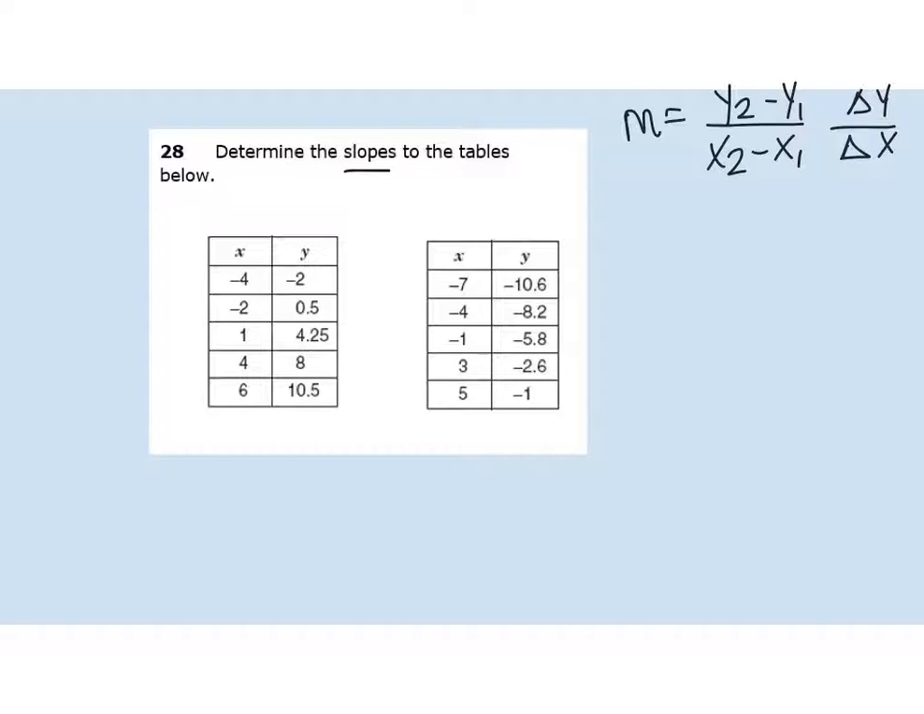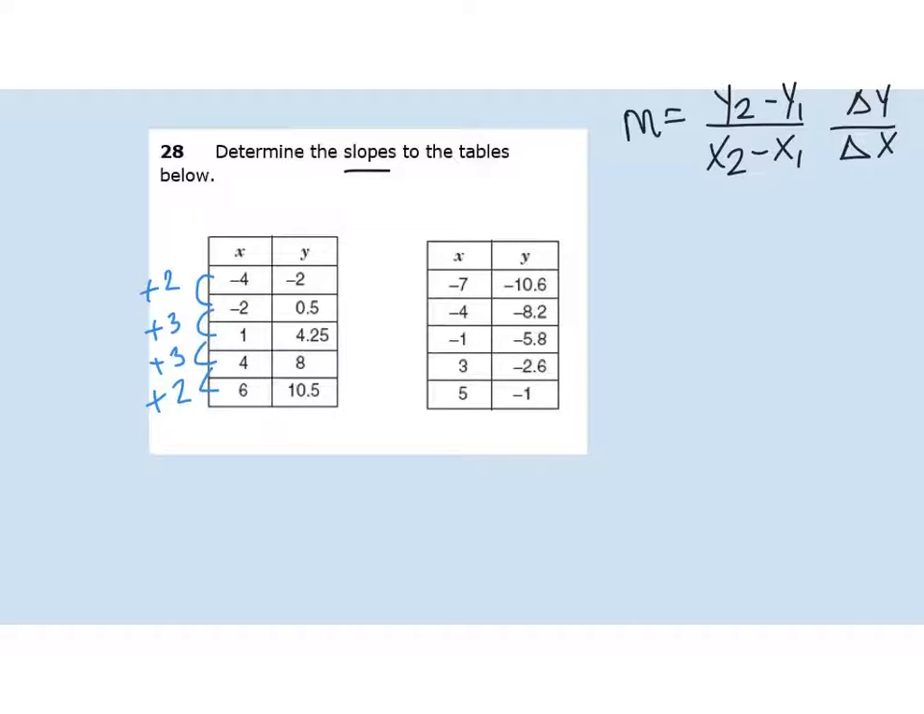When we have a table, I have a lot of students who like to look at the x values. From -4 to -2 is an increase of 2. -2 to +1 is an increase of 3. 1 to 4, increase of 3. 4 to 6 is an increase of 2. So although these are different, that doesn't mean that it's not linear. We can still determine the slope. On the right side, we're going to do the same thing, and we should see a similar pattern.